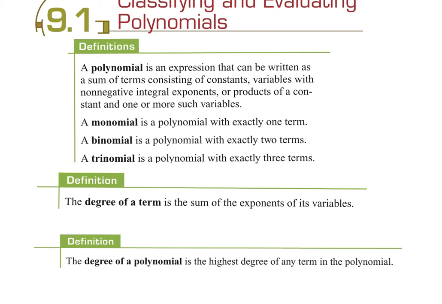When you start putting those together with addition and subtraction, that's when you get a polynomial. A polynomial can be written as a sum of terms. It can be a difference as well, but remember, subtraction is just adding the opposite. So that's why it can be addition or subtraction. And so a polynomial is an expression. This is your first definition that you're filling in. An expression that can be written as a sum of terms.